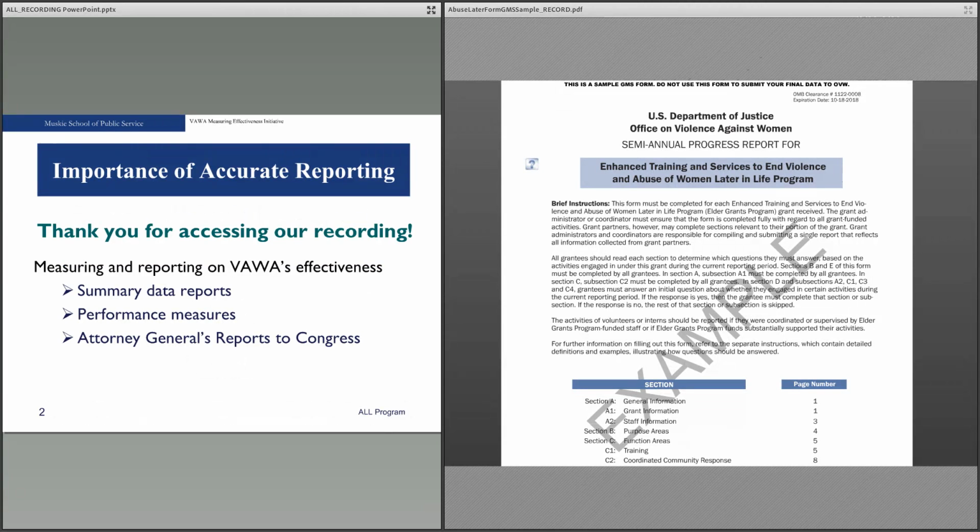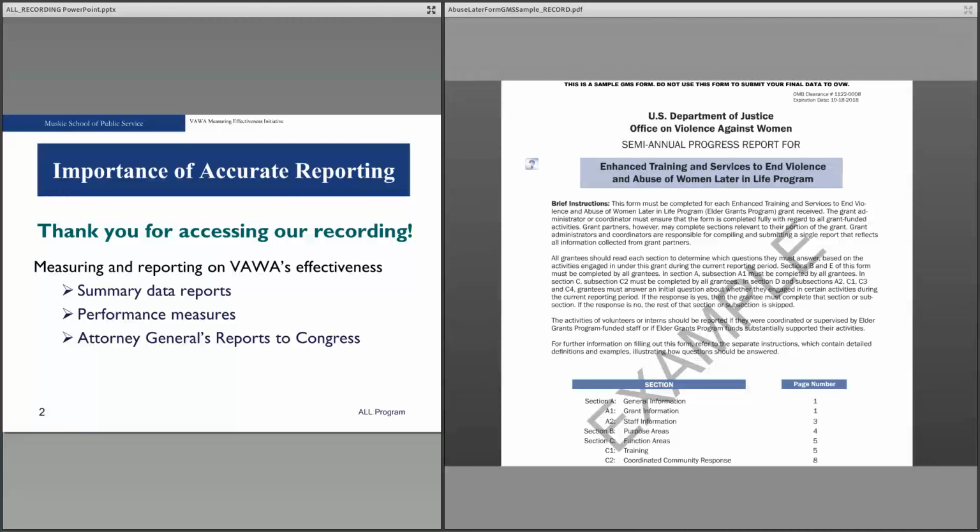We hope that this training enables you to provide the most detailed and accurate reporting of your grant-funded work. Accurate data reporting on your semi-annual progress report is important for many reasons. Your quantitative and qualitative data enable VAWA's effectiveness to be measured. VAWA MEI creates reports for OVW using your data and data from grantees across the country. These summary data reports support OVW to make requests for increased appropriations and to defend VAWA funding to decision makers.